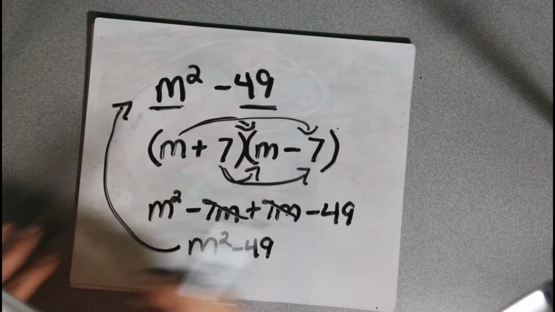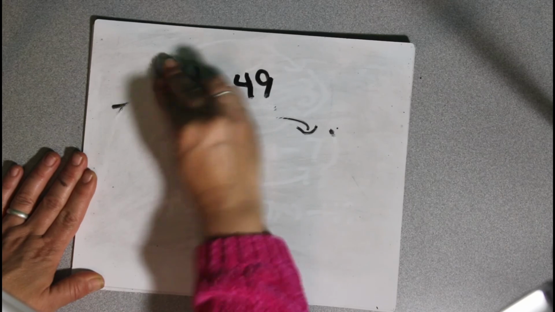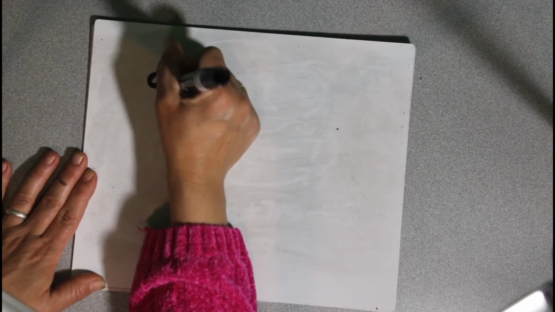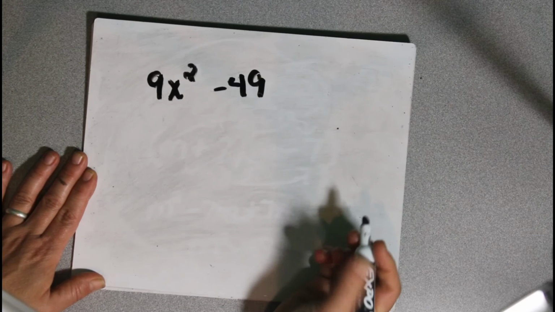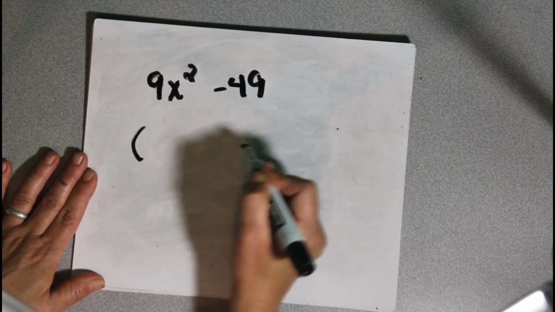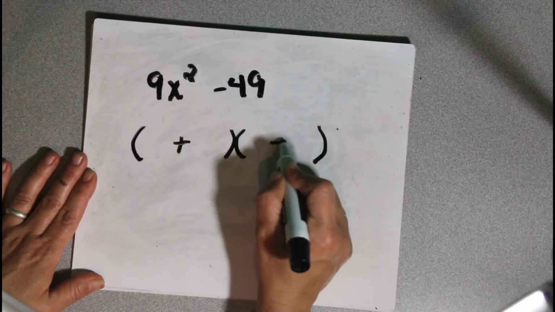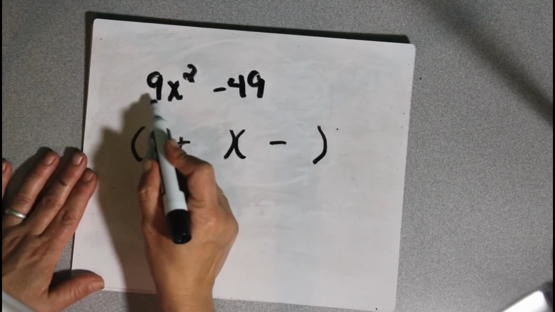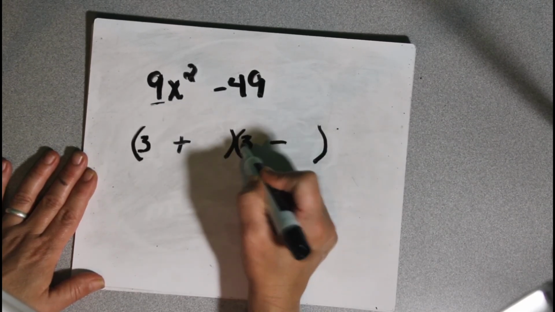You don't even have to do all that work. All you have to do is find the square root of the first number and the square root of the second number. All right, let's try one a little bit harder. This one is 9x squared minus 49. Okay, so we're going to draw our parentheses. And one's going to be a plus and one's going to be a minus. What is the square root of 9? That would be 3. So we got 3 at the beginning of both of those.